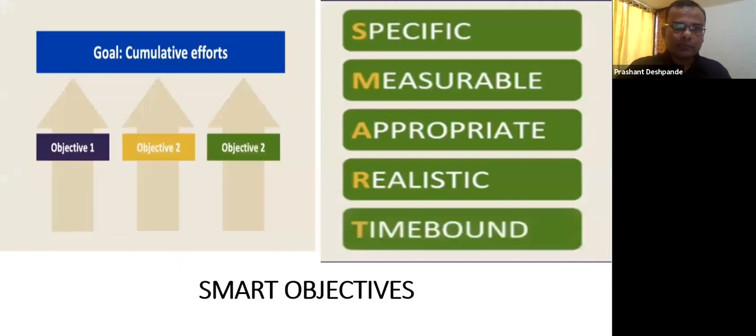So objectives are important at this stage when we develop the M&E plan, and objectives should be specific, measurable, appropriate, realistic, and time bound. Now, many times we have seen this, like objectives should be SMART. So what is specific? Can anyone write in the chat box what is specific? Example of specificity.